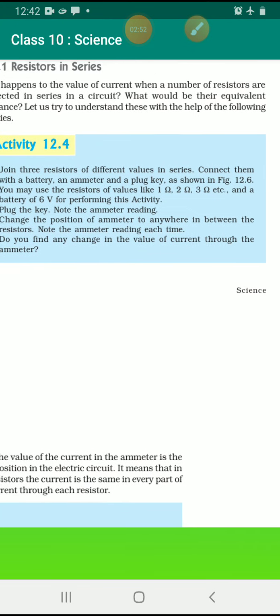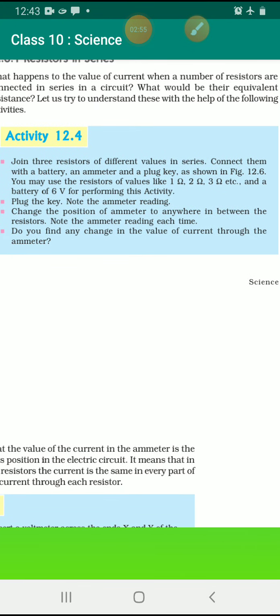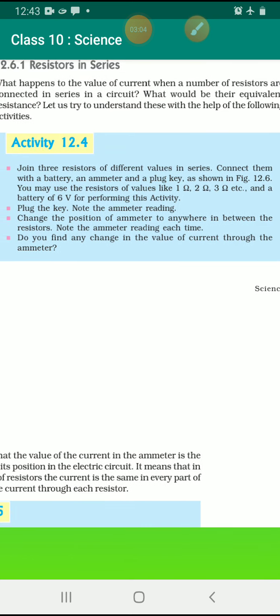Let's try to understand how to deduce the formula. The deduction of the formula you won't get in the examination, but we come to know how exactly the series resistance formula can be deduced. For that we can see one small activity.